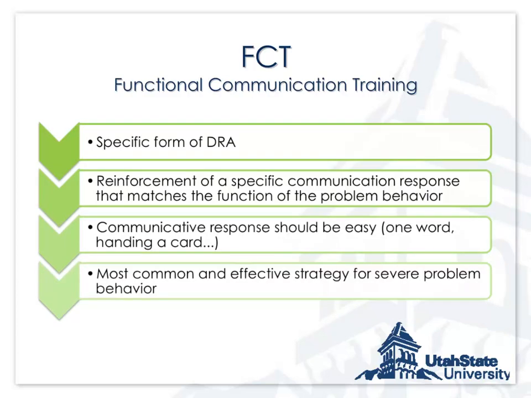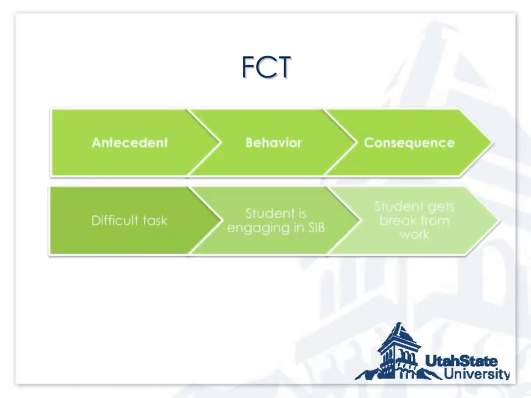FCT stands for Functional Communication Training and is a specific form of DRA where the alternative desirable response is reinforced as a recognizable communication response, such as a vocalization, a sign, a picture, or a card that matches the function of the behavior. In order to be successful, the communicative response should be easy to engage in, for example, saying break or break please.